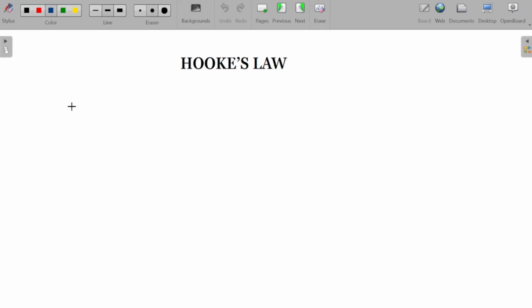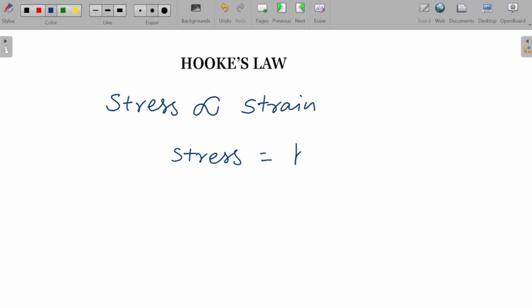So what happens for a small deformation, up to a certain limit, most of the materials follow this: stress is directly proportional to the strain produced in the body. Or we can say, if we want to remove this proportionality sign, we can write stress equals some proportionality constant times strain, and this proportionality constant is known as the modulus of elasticity.